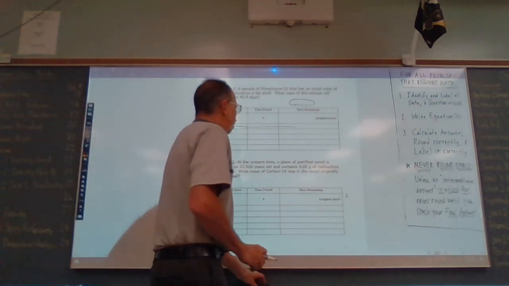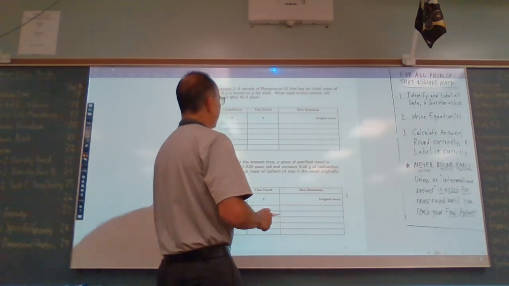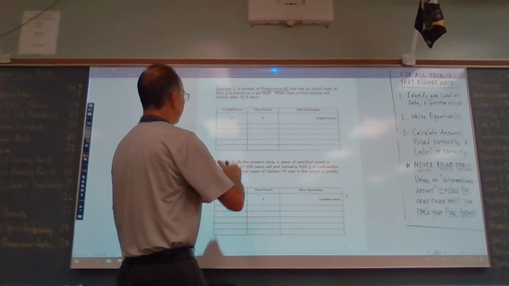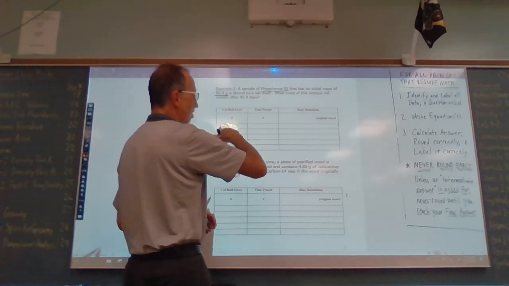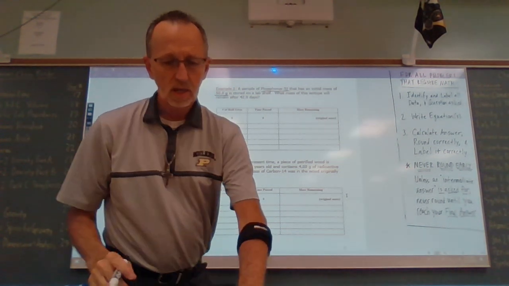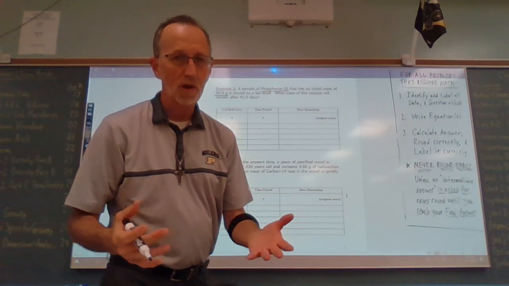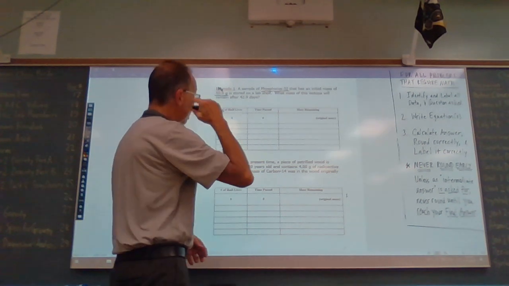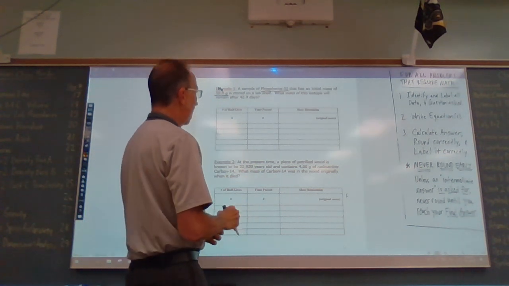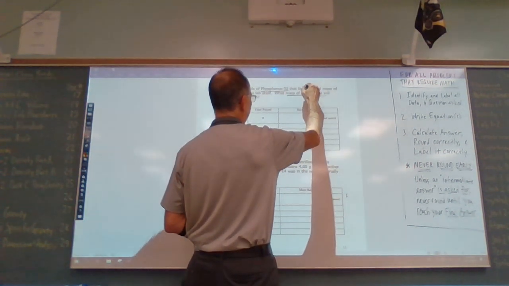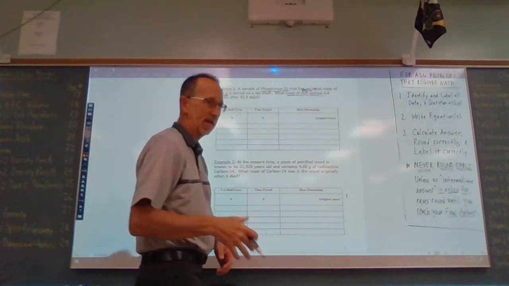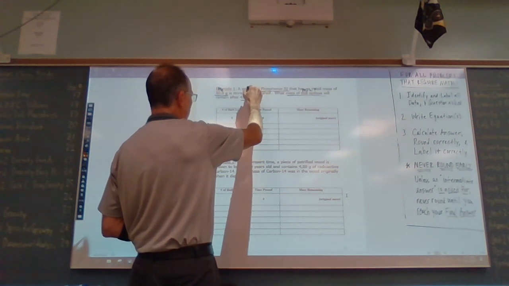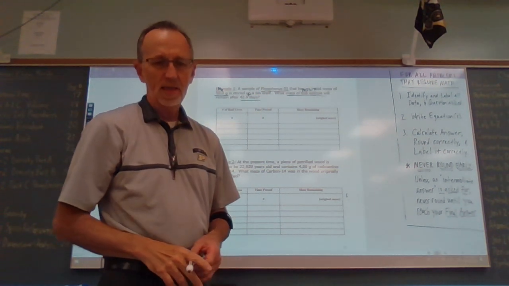So, example 1. A sample of phosphorus-32 has an initial mass of 50.0 grams. So that's our original mass, which we label as M sub O. What mass of this isotope will remain? So we're looking for the remaining mass, M subscript R, after 42.9 days. So there's the time that has passed.